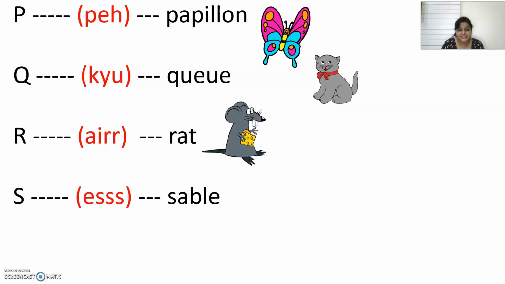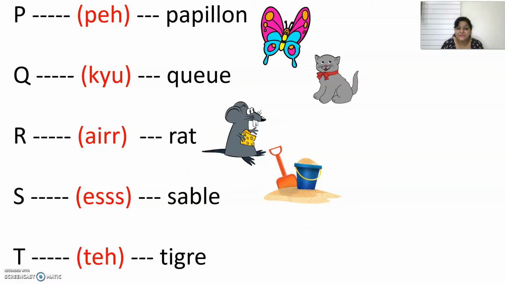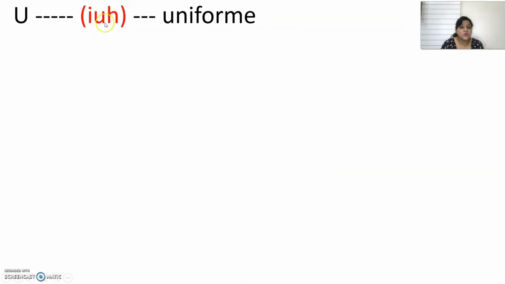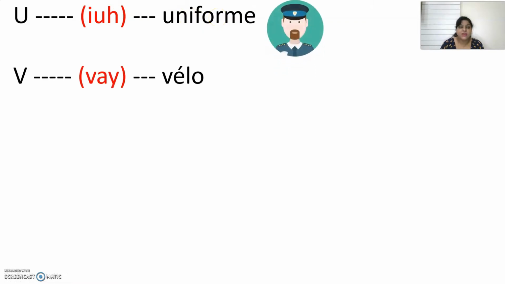S, for example, sable, is sand. T, for example, tigre, that's a tiger. U, for example, uniforme, that's a uniform. V, for example, vélo, that's a bicycle.